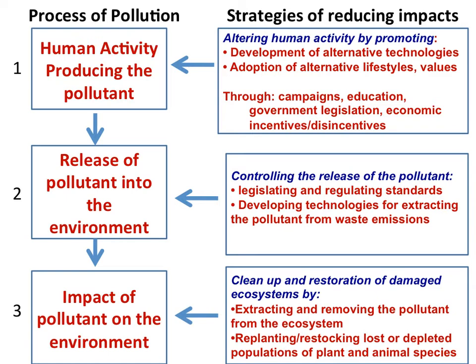Now we have strategy 1. We can reduce the production of the pollutant mostly by altering human activity. We can develop alternative technologies or adopt alternative lifestyles and values. And we can do this through campaigns, education, government legislation, or economic incentives or disincentives.